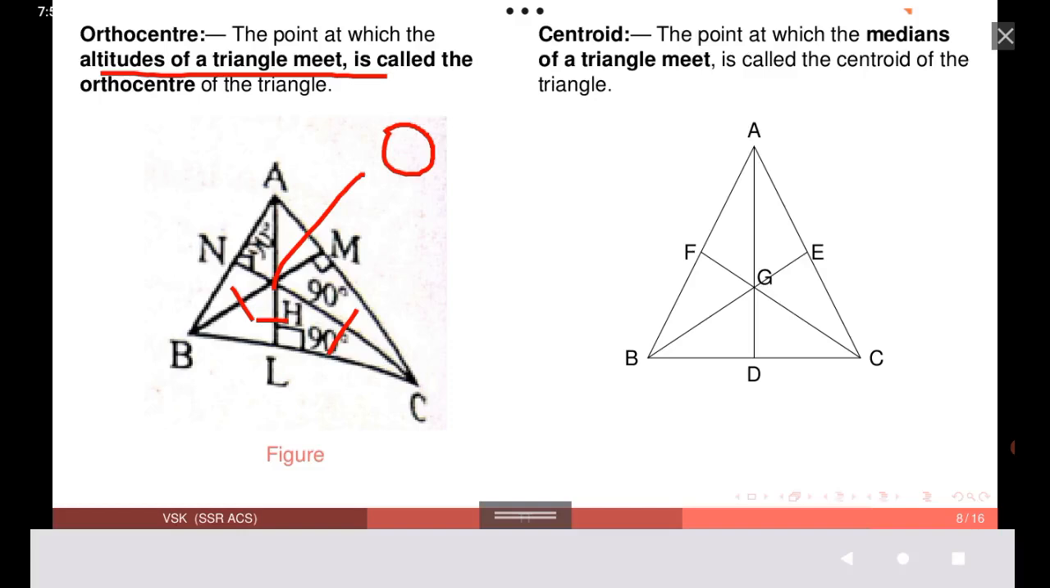The next one is centroid. It is the point at which the medians of the triangle meet. We know there will be three medians, one, second and third. Where they are meeting, that is called the centroid. So here G is the centroid. Here O was the orthocenter, and here G is the centroid of the triangle.